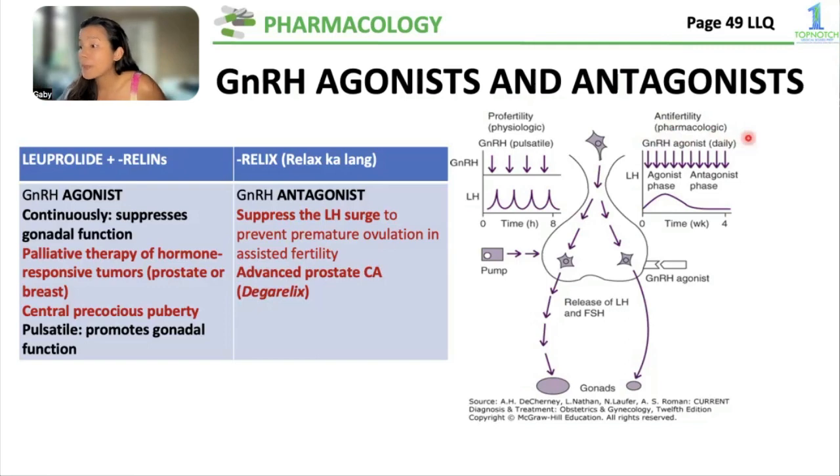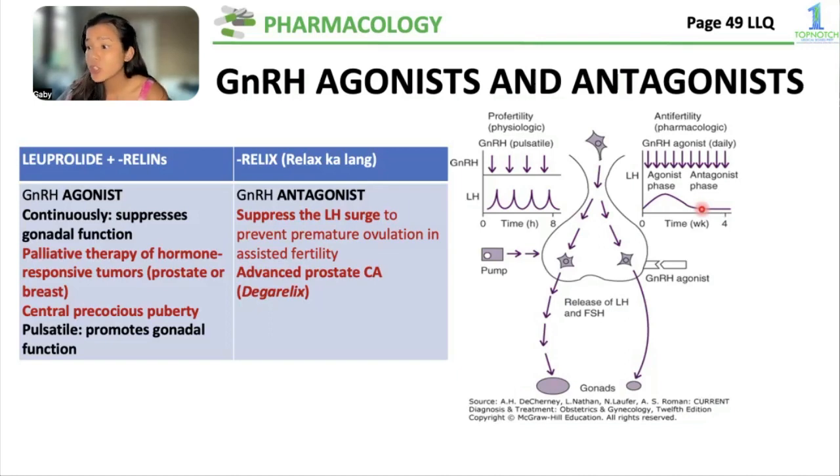Anti-fertility or pharmacologic anti-fertility can happen when you give GnRH agonist daily. So tinatanggal mo yung normal pulsatile fashion of your GnRH and you give it every day. At first, meron siyang agonist phase kasi you are giving a GnRH agonist after all. But eventually, it will go into the antagonist phase where it will then inhibit the release of your LH and your FSH. So what are the drugs that are GnRH agonists and antagonists?